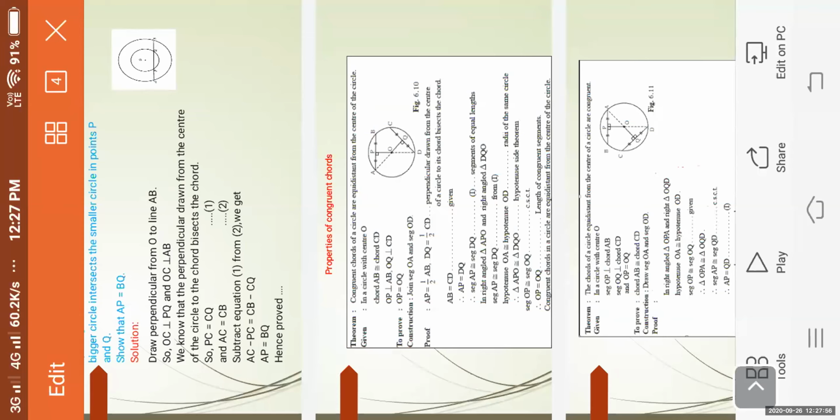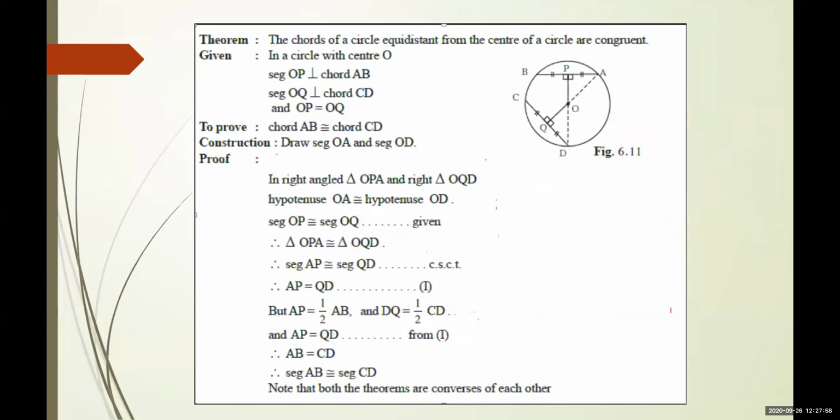Now the second theorem, what it said: the chords of a circle equidistant from the center. Means these OP and OQ are equal. They are already saying that. जो हमने लास्ट थ्योरम में प्रूव किया था, अभी वो दिया हुआ है, it is given. So chords of the circle equidistant from the center of the circle are congruent. If this is equidistance, then these chords are congruent. That we have to prove. How will you prove this? Same like that, whatever is given and what you know about the triangle.